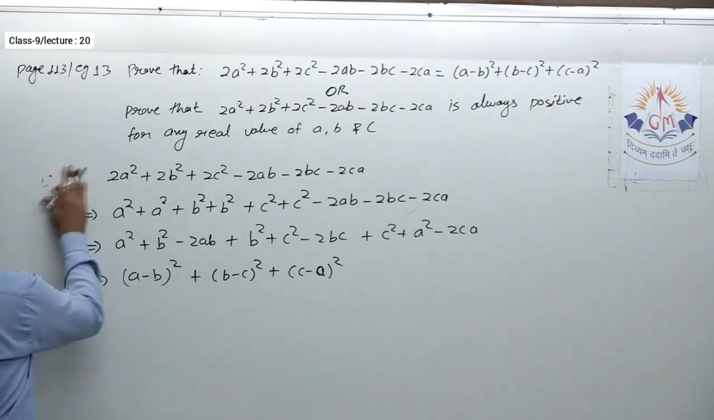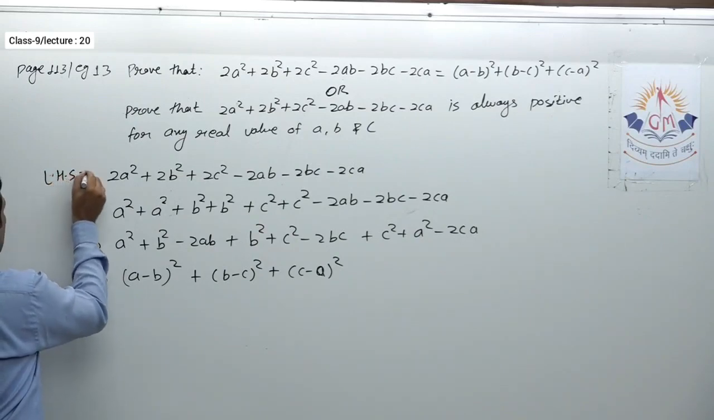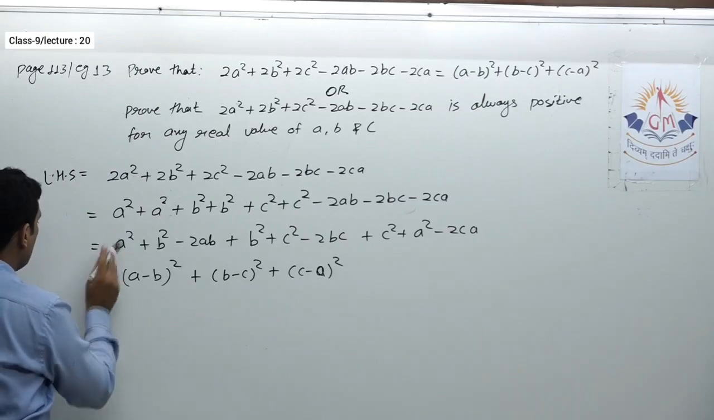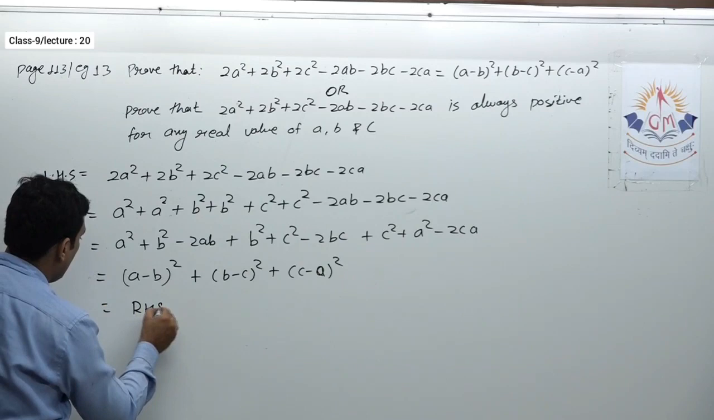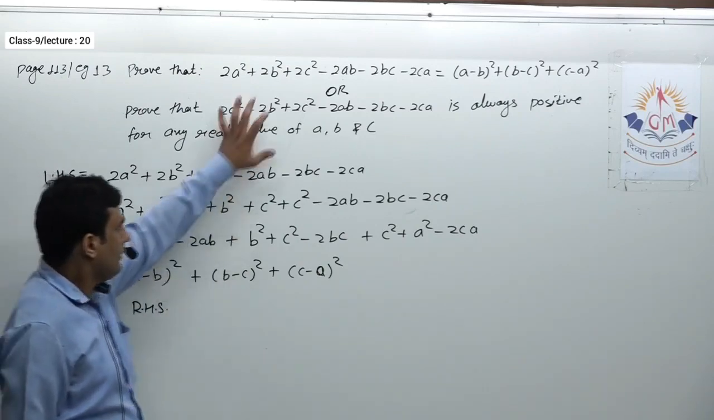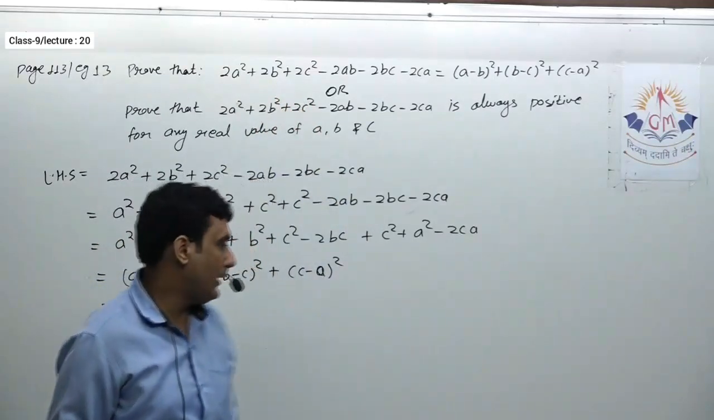You can say I started from the left hand side. If I say this is LHS, the left hand side, because this is a question that we have to prove, LHS equals RHS. So here I can say hence proved. Okay, so this is the first part, that was the question in your textbook.